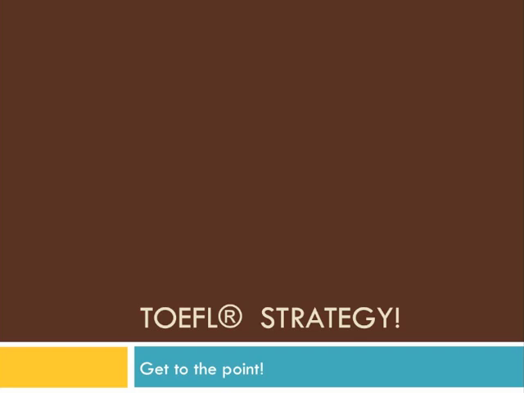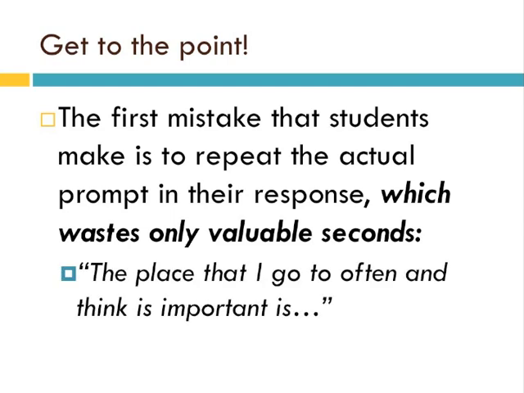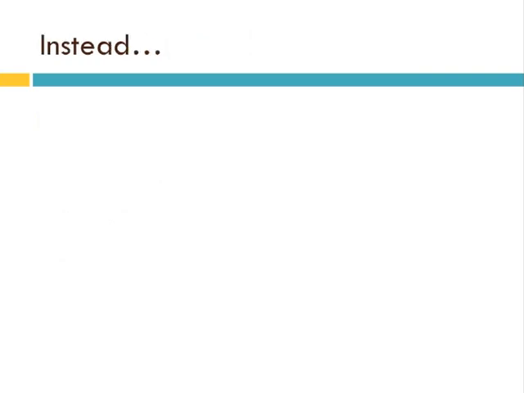The first one, I think, is perhaps more a piece of advice than just an actual strategy, which is getting to the point. Many students actually have problems with repetition. The first mistake, really, is that students want to repeat the actual prompt in their response, which in this case wastes valuable seconds. So, for example, sometimes students begin with a response, "The place that I go to often and think that is important is," and then they give the answer.